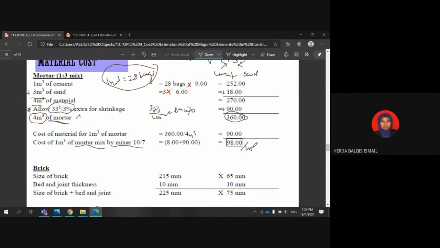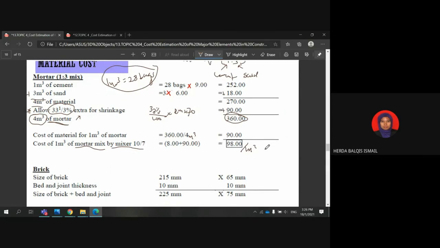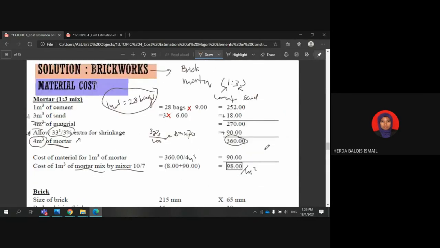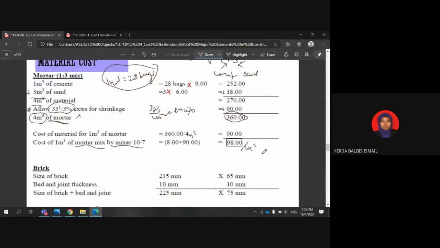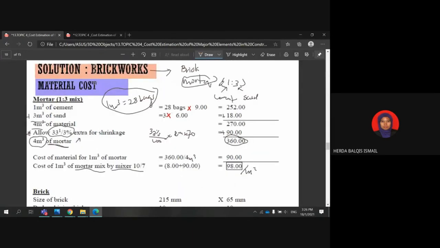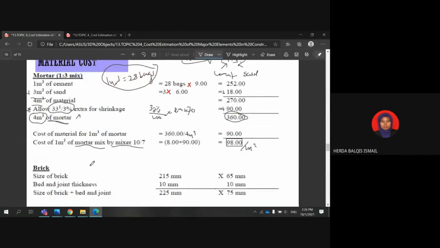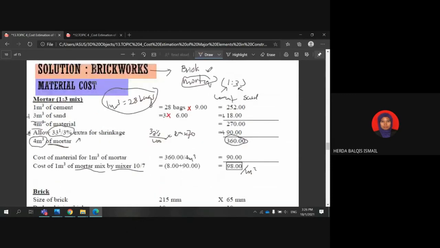Alright, so that's it. You get the price for the mortar. Right? So moving to the brick, the second material, which is brick.